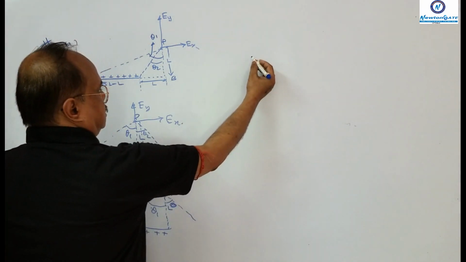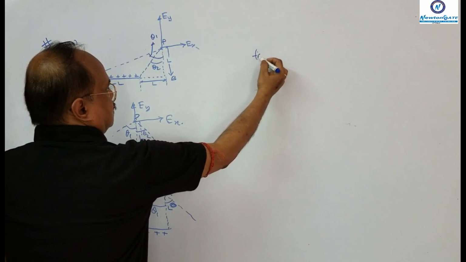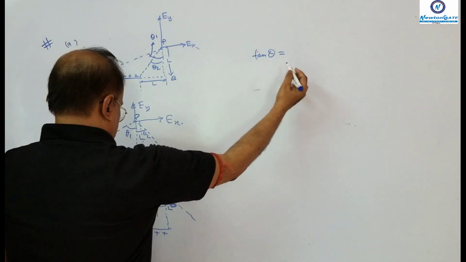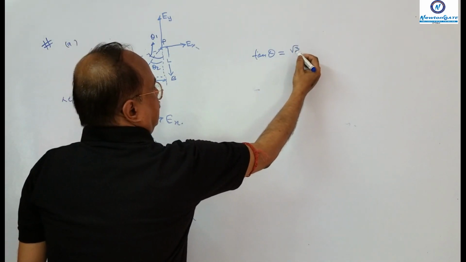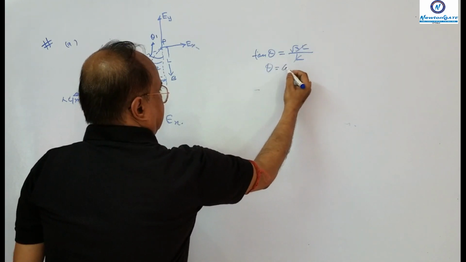So that means cos, here tan theta equals root 3 L divided by L. L will get cancelled. That means theta is 60 degrees.